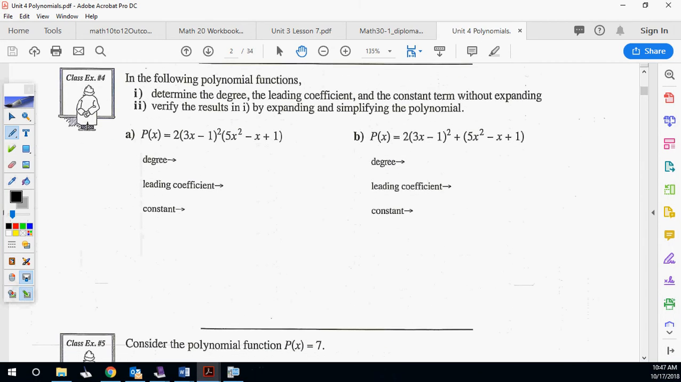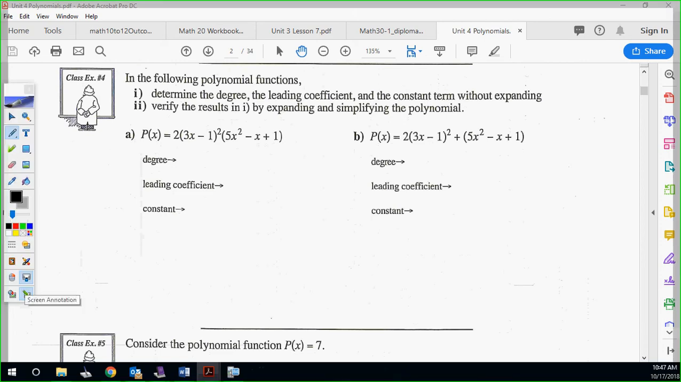In the following polynomial functions, determine the degree, leading coefficient, and constant term without expanding. Without expanding. So they want you to do what I just talked about, understanding what's going to come out of this. Okay, so go ahead and I'll pause the video. I want you to try these 2 with your table partner. Okay, Leo, you can just turn around with Ty or whichever works.